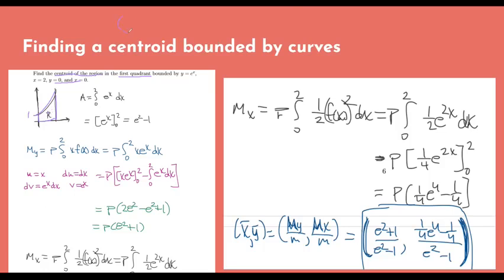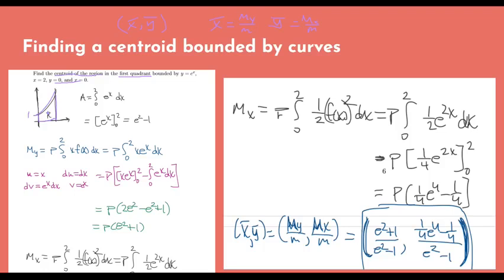Our answer is going to need to be a coordinate, which is x bar, y bar, and x bar equals My over little m, and y bar equals Mx over little m. Keep in mind, once again, it's the opposite letters of what you would think. Use the My for x, use the Mx for y. The numerators are saying what we just did in the last slide: what is the total moment? The denominator is what is the mass.